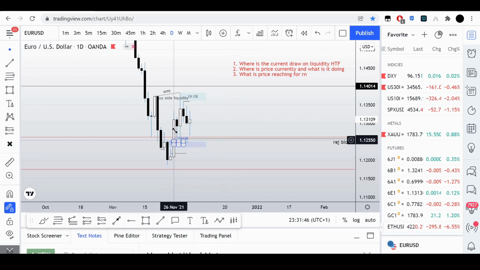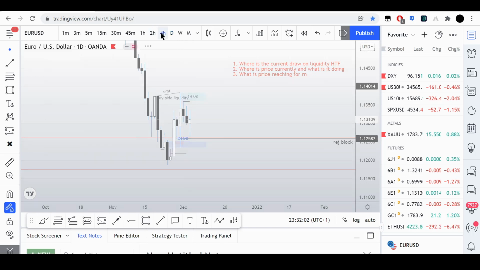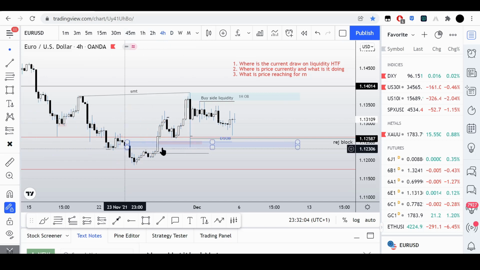And we had a nice push up, and we have a daily order block that formed, and you can see that price this week came and wicked into it, right, and had a push up. So where is price currently? Price is reacting to this daily order block, right? We came into here, and then we had that push up.